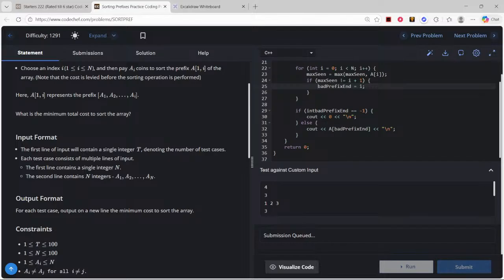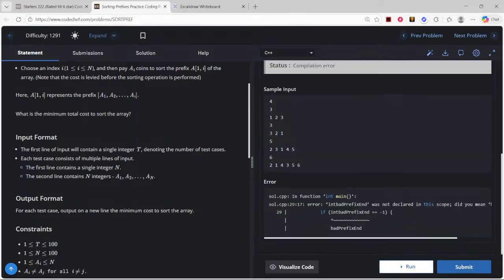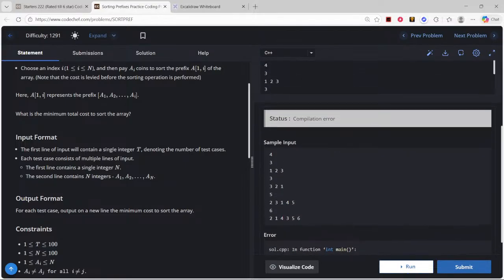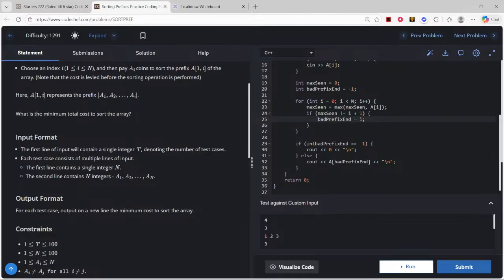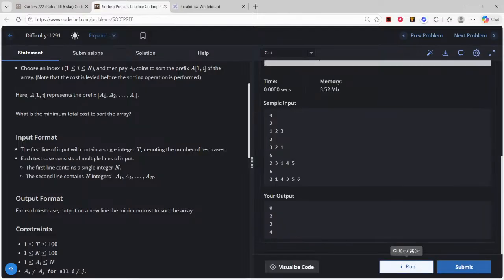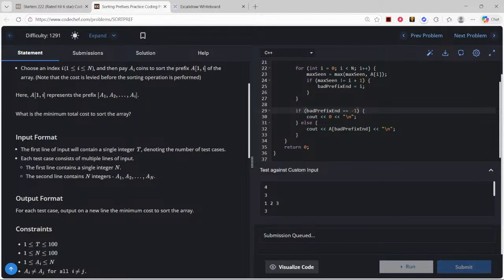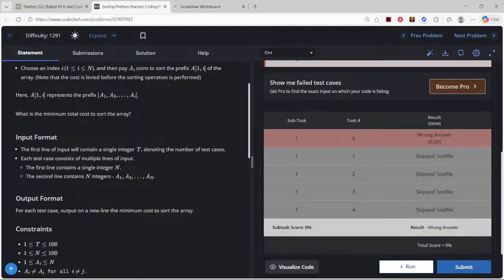Let's see. 29. So yeah, okay. Wrong answer. Wrong answer on CodeChef.